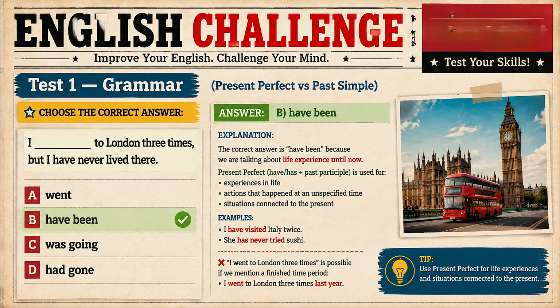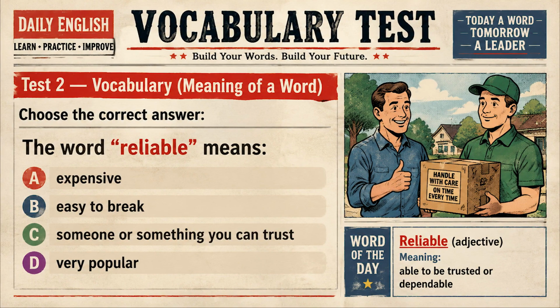Now let's move on to the second question. This time we're going to test your vocabulary knowledge. Look at the word carefully. Reliable. What does this word mean? A. Expensive. B. Easy to break. C. Someone or something you can trust. And D. Very popular. Take a few seconds and choose your answer.